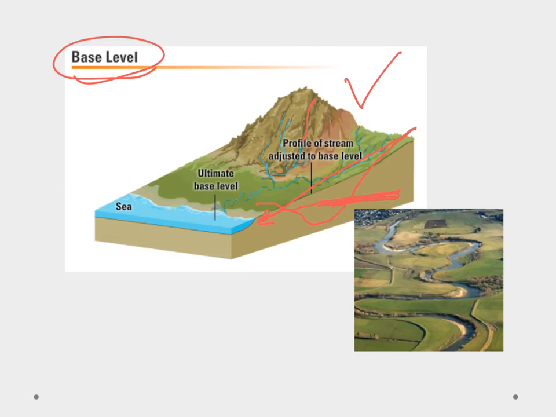Now, for some streams, it might be a little bit higher than sea level if it's flowing down into, let's say, a lake, for instance. Then as it's flowing in that lake, it might be another stream coming down on the other side that would take us down to sea level. But base level is quite simply the lowest level of that stream.